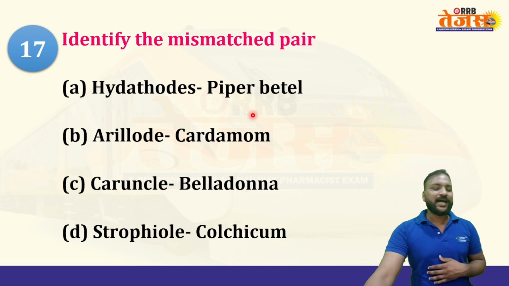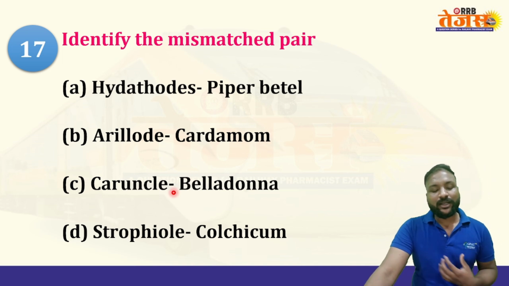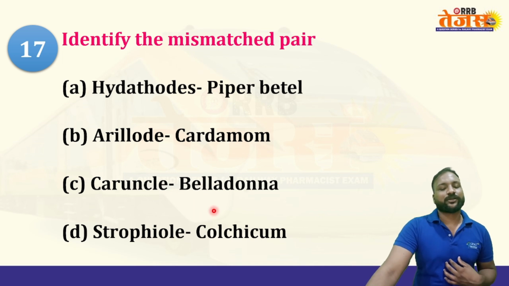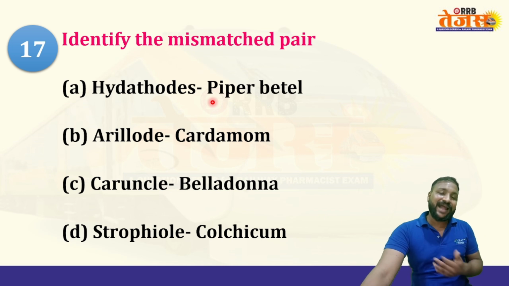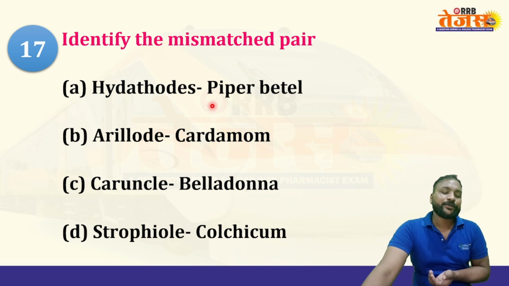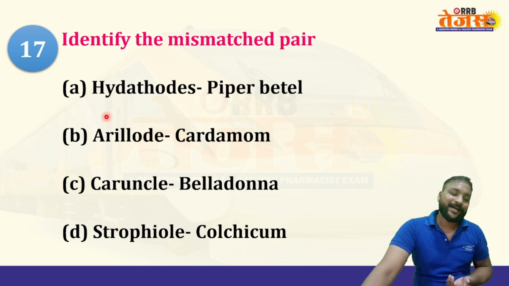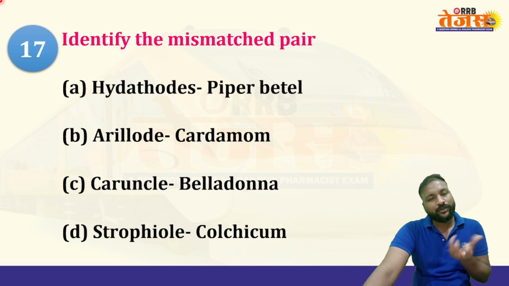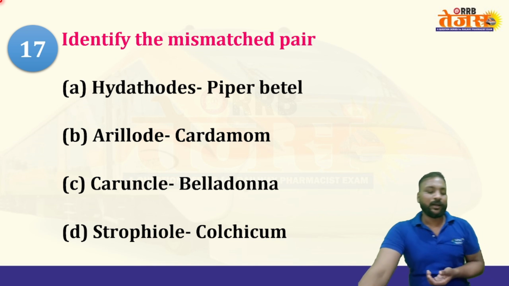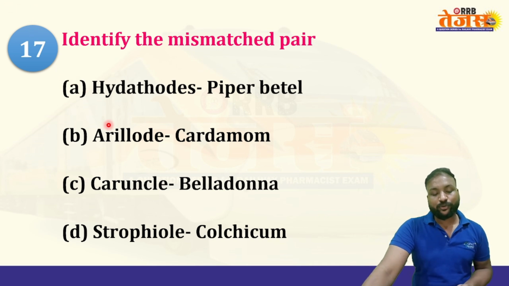So hydathodes and piper betel, aryloid and cardamom, caruncle and belladonna, and strophiole and colchicum. They are giving a specialized structure and the example of the plant it is found in. Okay, so hydathodes, piper betel. Hydathodes is a type of trichome, and aryloid is a special type of outermost layer of the plant seed itself. Caruncle, belladonna, strophiole.